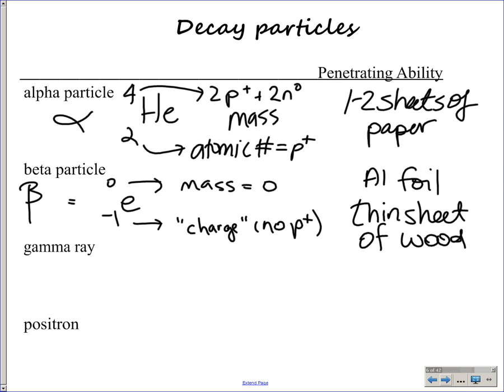Okay, so now we're going to get to the big boys. We've got gamma rays. Now, gamma rays are actually not particles at all. They're just energy. So think of the electromagnetic spectrum. You can Google one and find a picture of one. You'll find that gamma rays are actually wavelengths. So since it's not a particle, there's no mass. And this is how we draw this.